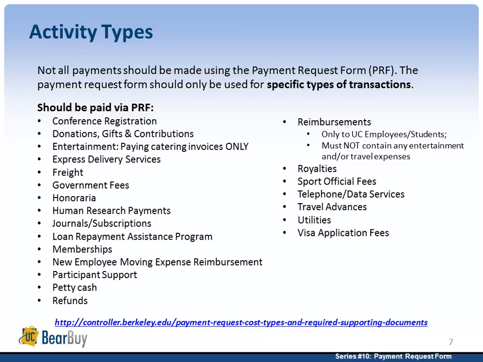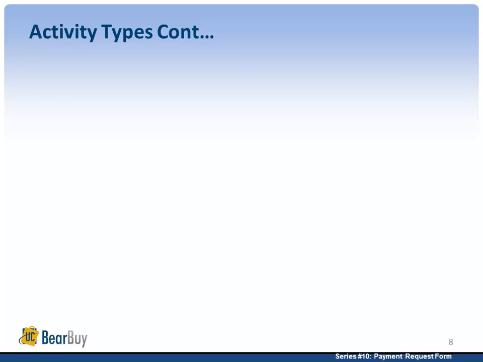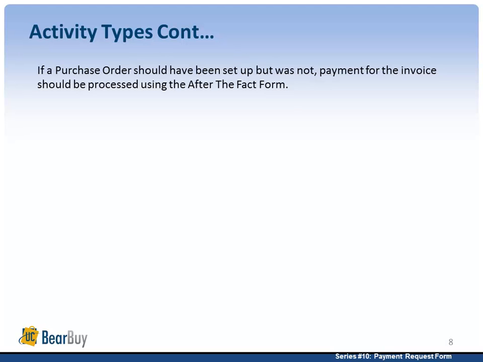Again, all these activity types have specific required supporting documents that must be attached on these forms in order for them to be processed and paid. To view a list of all the required documents for all these activity types, please visit the URL listed in front of you. If a purchase order should have been set up but was not, payment for the invoice should be processed using the after-the-fact form, not the payment request form.